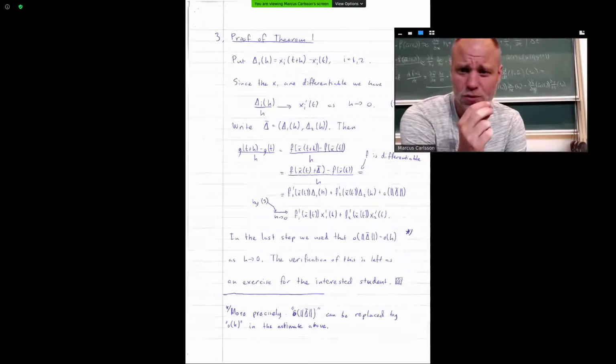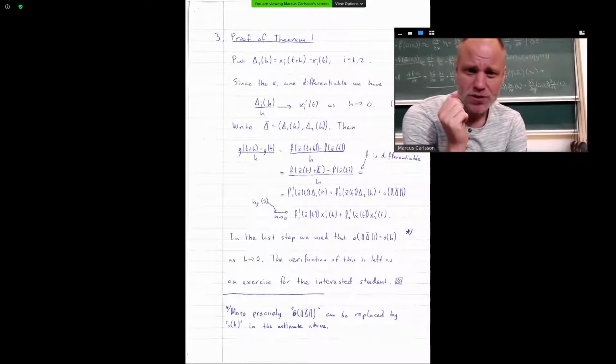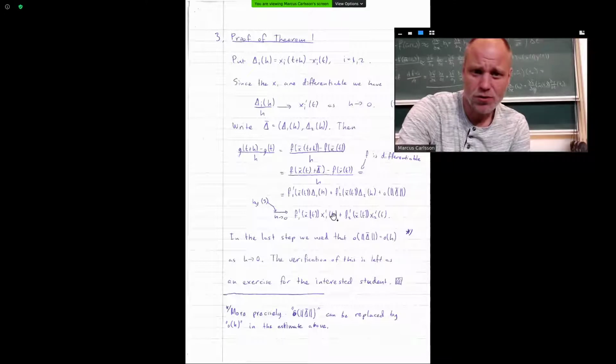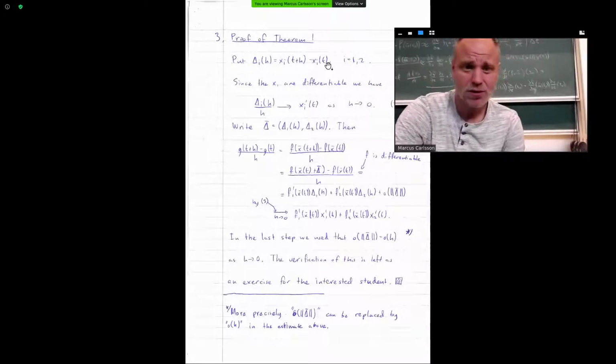And now this order notation becomes crucial to understand. And actually, not only understand it, but get a feeling for it, because we're going to get some funny order terms here. So if delta i is the difference between x_i at the time t plus h and x_i at the time t.